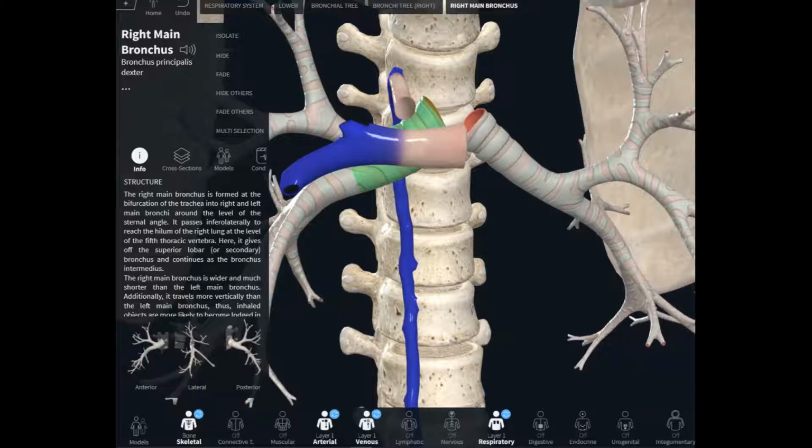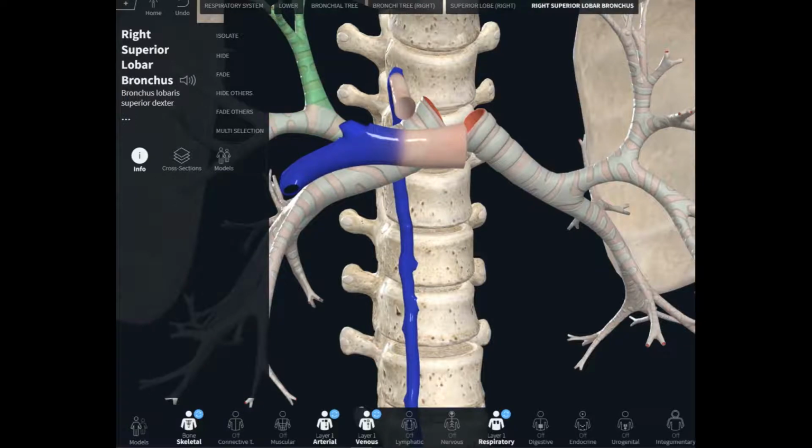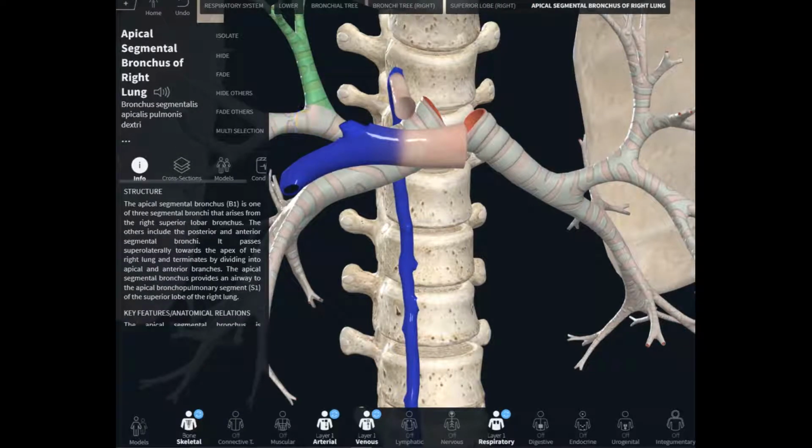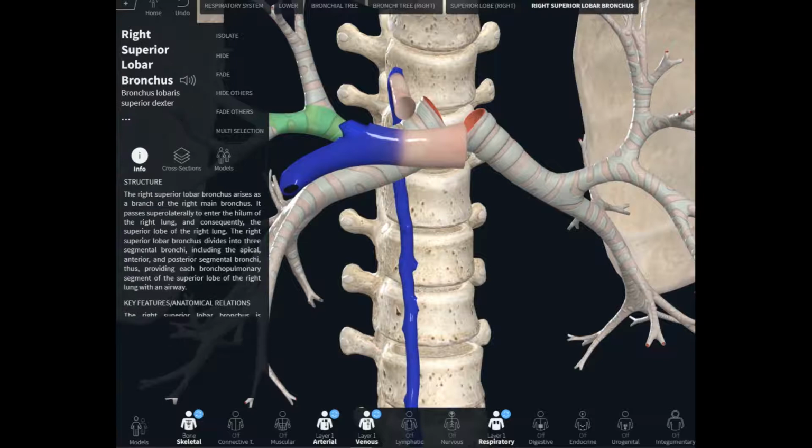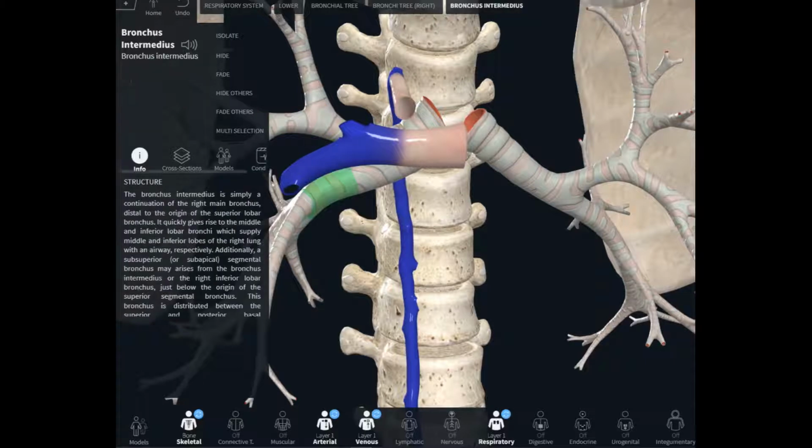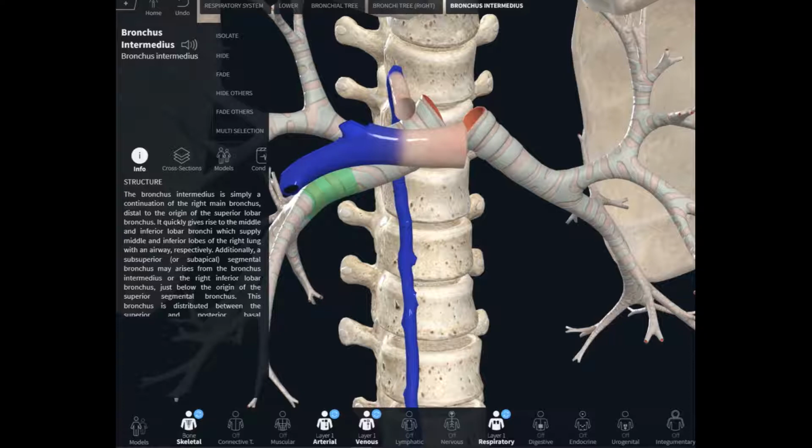Another thing that you can notice is that there's a division of the right bronchus into branches. The first is the superior branch, then there's an inferior branch at the inferior portion, and then we have the bronchus intermedius or the middle branch. So three branches of the right bronchus.